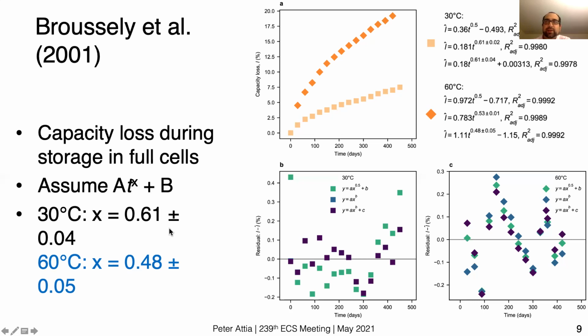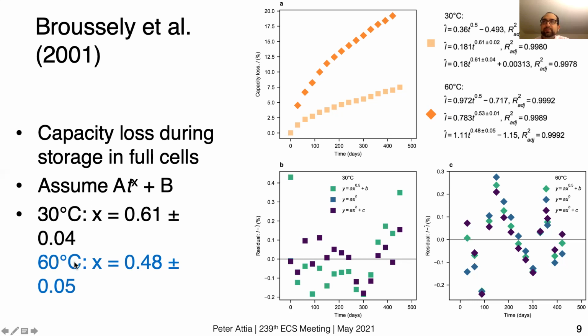If you look at the exponents here, we're seeing that the 30C one is outside of the range of 0.5. So 0.5 does not fall within the confidence bounds of this parameter. And if you look at the residuals here, they are pretty scattered around 0, but they're still a bit noisy and a bit large.